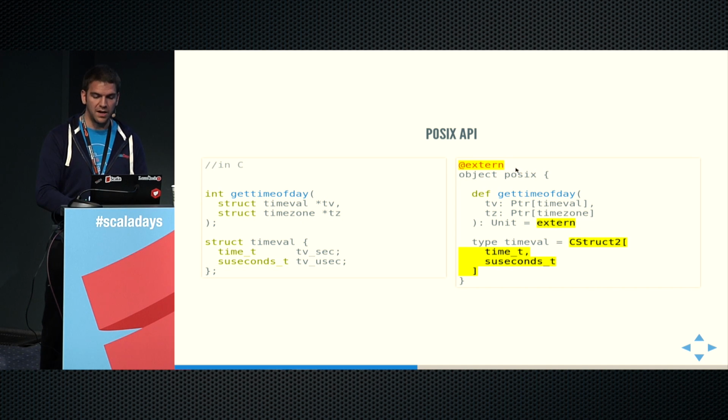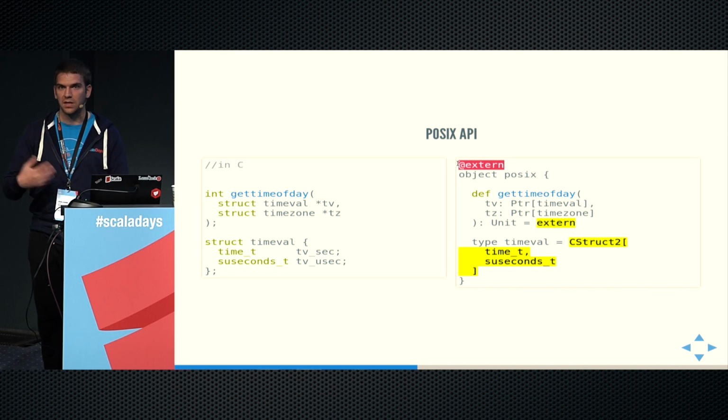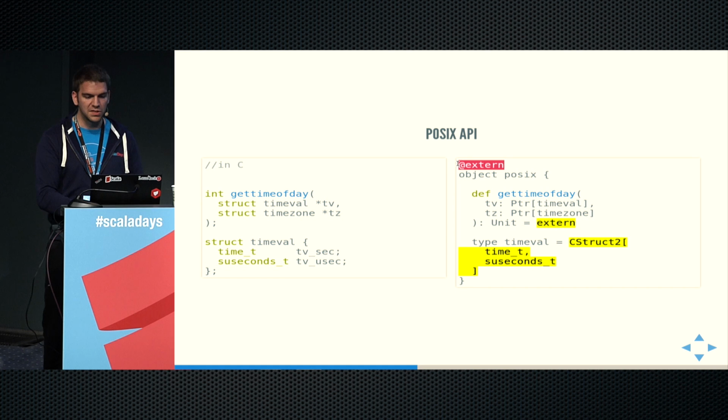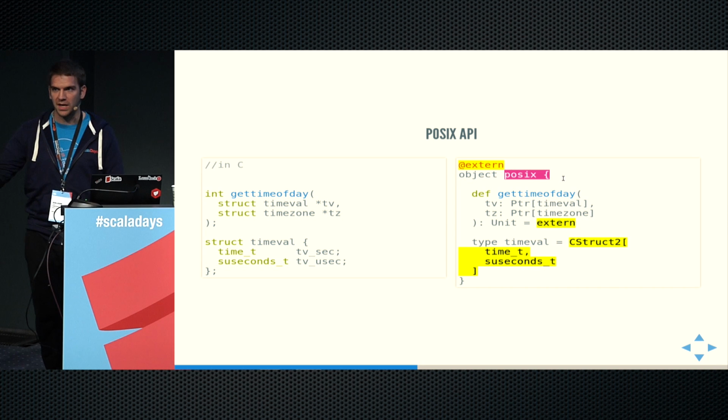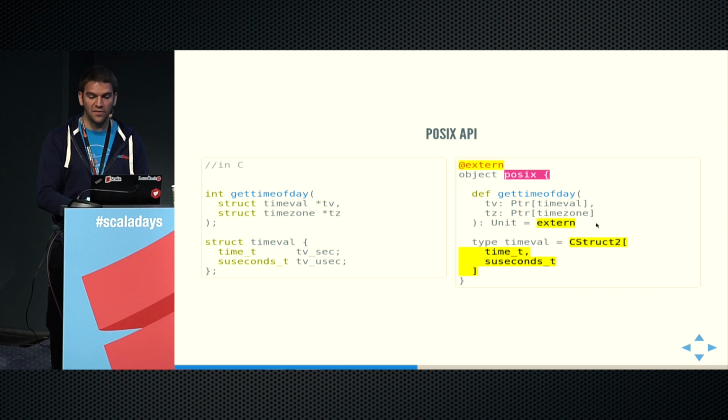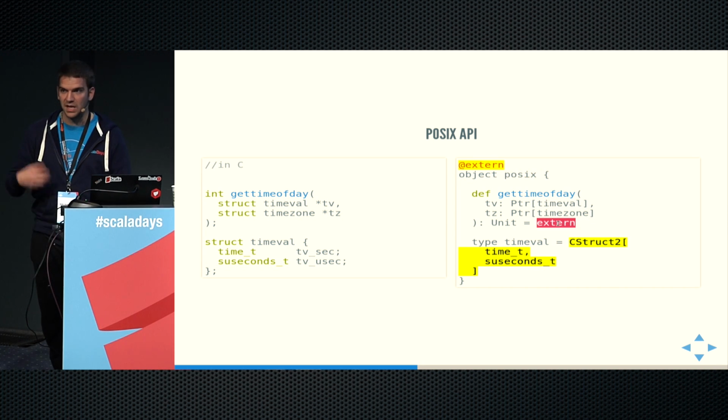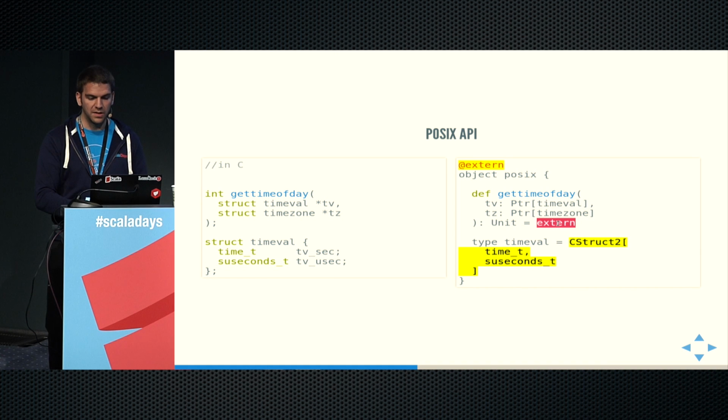Since we're in Scala, we cannot have top-level functions like in C. So we use the @extern annotation to specify that in this object, we need to search for external methods. And to define an external method, we use the extern method. This means that when we call this function, we need to call native code.